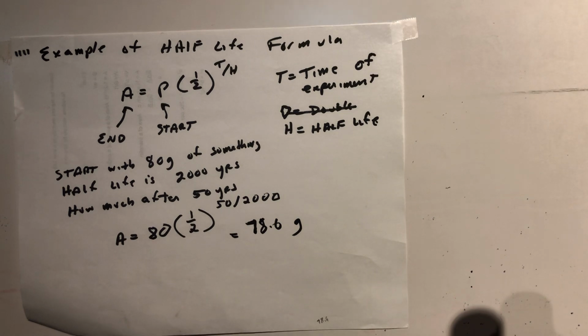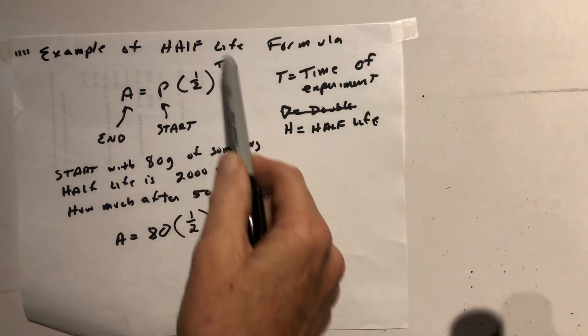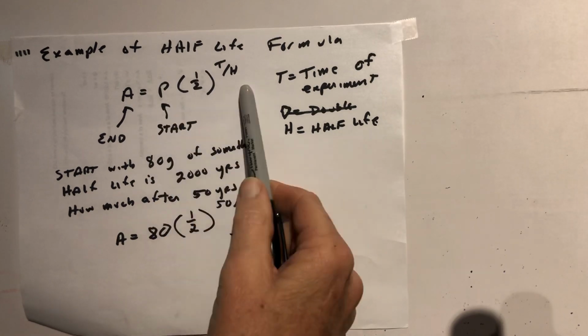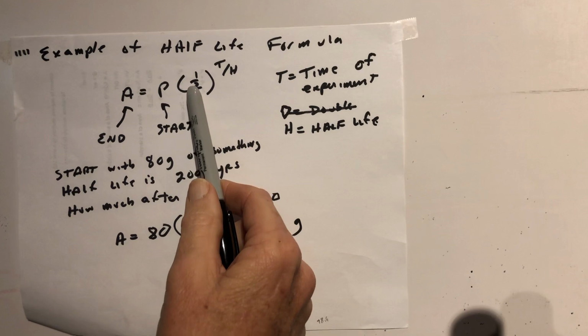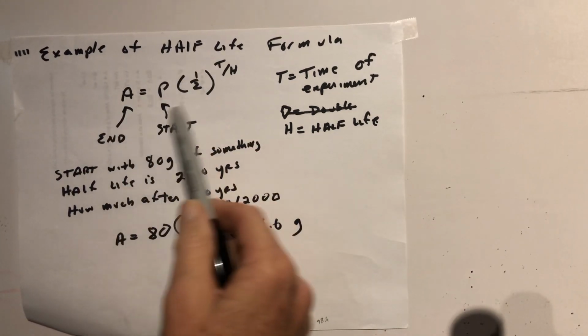Now in the book, they'll put a 2 here, they'll put a 2 here, and they'll put a negative up there. And they use different letters. You can use those formulas, but it's the same formula. If you put a negative, then you have to flip this and make it a 2. That's what they use. But they might have different letters here. But it's basically the same thing.